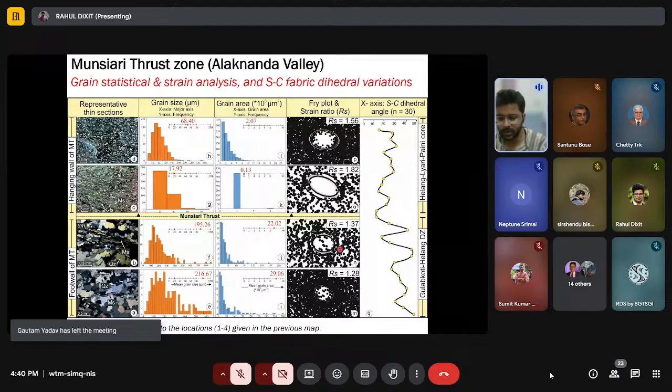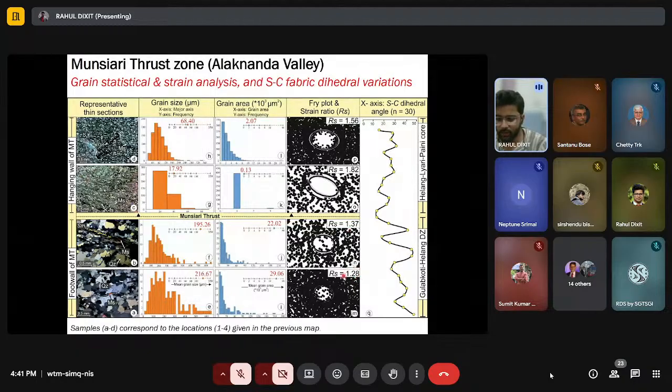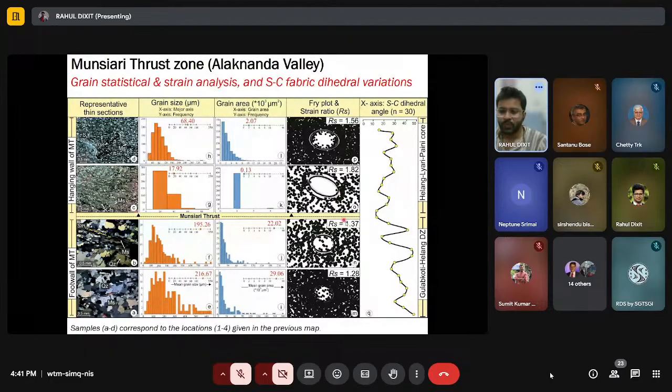Now if you combine it with the strain estimation that we performed, as we are moving closer to the thrust, the strain ratio is increasing from 1.8 to 1.37, and as we move away from the thrust, it decreases from 1.82 to 1.56. Now this is combined with the SC dihedral angle.